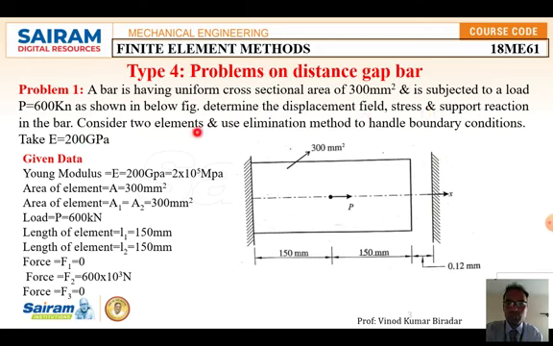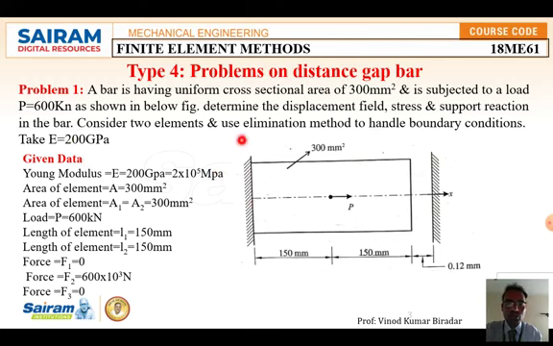Consider it as a 2-element bar. Here they are only telling you to consider 2 elements, so you have to divide this element. Use the elimination method of handling boundary conditions to solve the displacements and all those things, and take Young's modulus equal to 200 gigapascal. This 200 gigapascal is standard for all the bars.